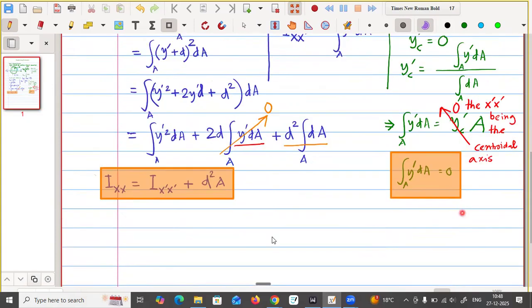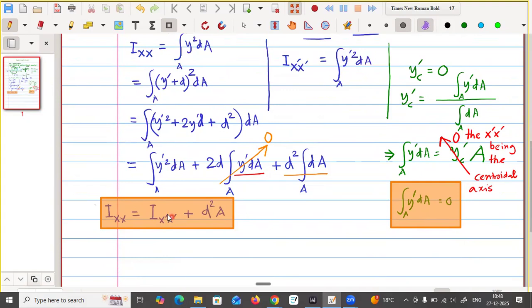So in this case you have to understand that the right hand side, the first term, is basically the moment of inertia about the centroidal axis, and this x-axis is parallel to the x prime x prime. That means what is the relation between x and x prime? They are parallel, and x prime is passing through the centroid, and d is the distance between them. Okay, that is the parallel axis theorem.